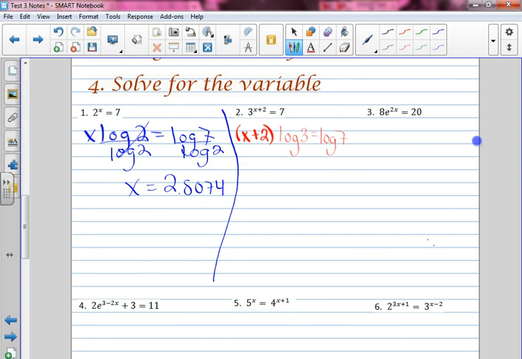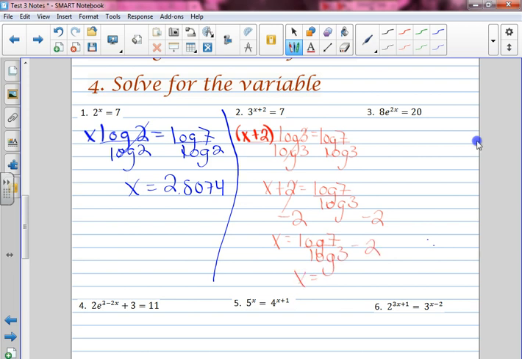Okay, well normally you would distribute here, but I think that that causes unnecessary confusion. So I go ahead and divide by log of 3. I'm going to divide by log of 3 on both sides. So now I have x plus 2 equals the log of 7 divided by the log of 3. Okay, now in order to get x by itself, all you have to do is subtract 2. So minus 2. So x equals log of 7 divided by the log of 3 minus 2.